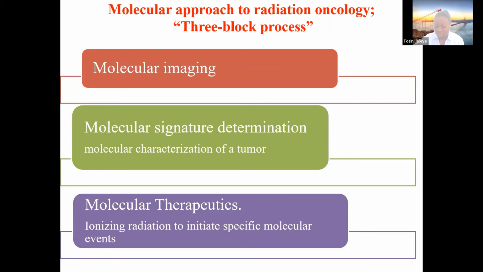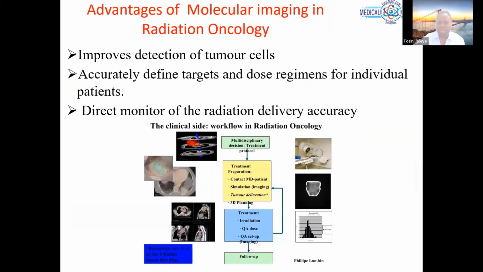And what are the advantages? What are the advantages of molecular imaging to a radiation oncologist, or to a radiation physicist, or to a medical physicist? Number one, it improves the detection of tumor cells compared to the conventional imaging method. It is easier for us to differentiate whether it is a malignant tumor or a benign tumor.